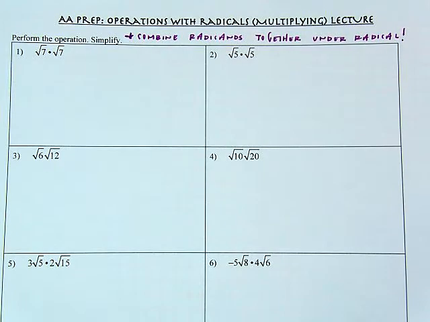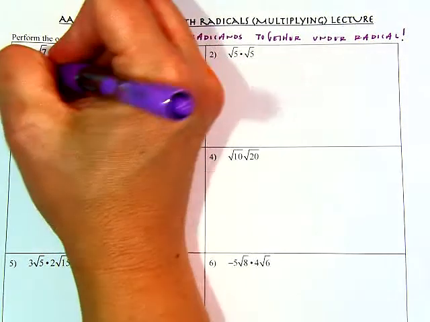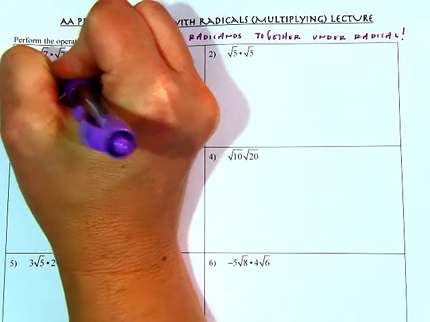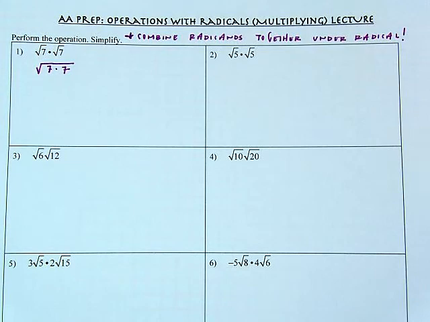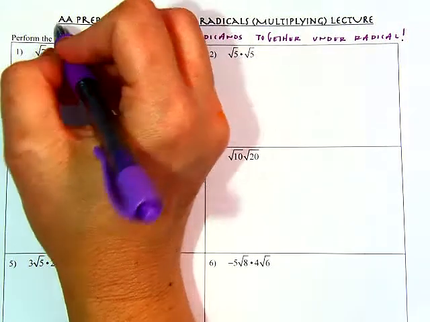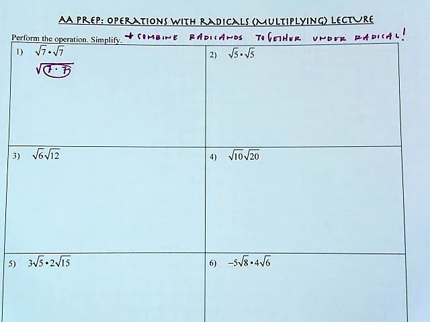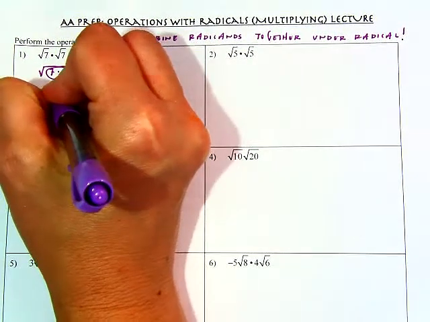Okay, so in problem 1, I have the square root of 7 times the square root of 7. So I'm going to draw a big square root and put the two 7s underneath. So now I can see, oh, I really have a pair of 7s underneath the same radical. For every pair that I have underneath the same radical, I pull them both outside and I write 1 on the outside to represent the pair that was underneath. So this ends up being just 7.